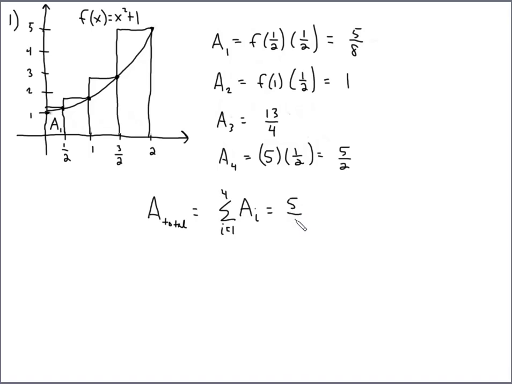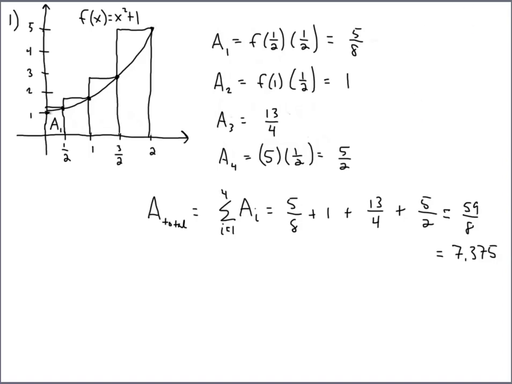So now it's 5/8 plus 1 plus 13/4 plus 5/2. And that is 59/8, or 7.375. Okay, so comparing that to our last one of 3.75, this is clearly much bigger. So this is an over approximation. We'll call that the upper approximation.